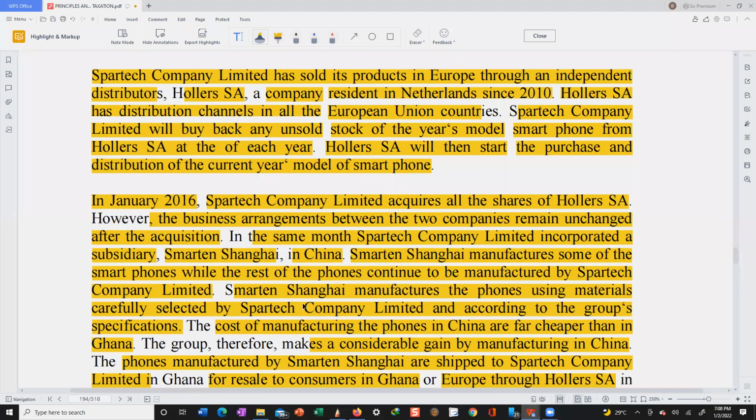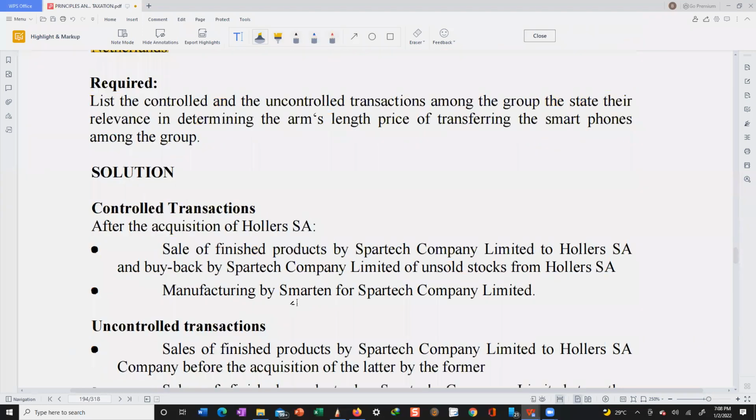So you identify the controlled and uncontrolled transactions. So you see controlled transaction. It tells us that after the acquisition of Holles SA, the sale of finished goods by Spart Company Limited to Holles SA, the buyback by Spart Company of any unsold stock, and the manufacturing by Smarten Shanghai for the Spart Company Limited are all controlled transactions.